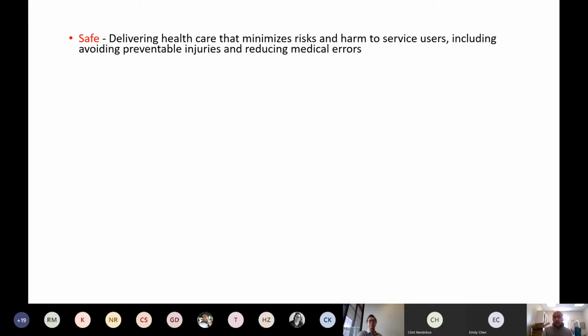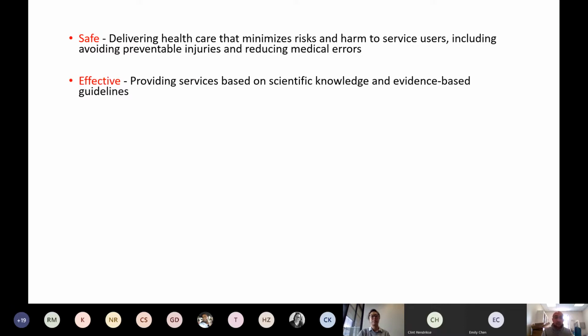And the WHO describes 6 dimensions of quality, another list of things to remember. And the first one is quality healthcare needs to be safe. So you need to deliver healthcare that minimizes risk, patient safety, risk management, and it includes preventing and reducing medical error. It has to be effective, and this is where evidence-based protocols and guidelines comes in.